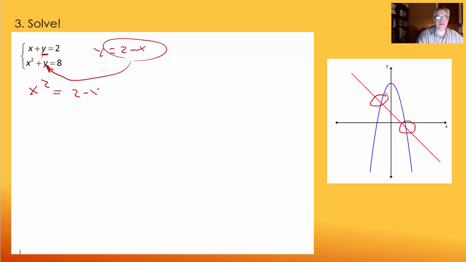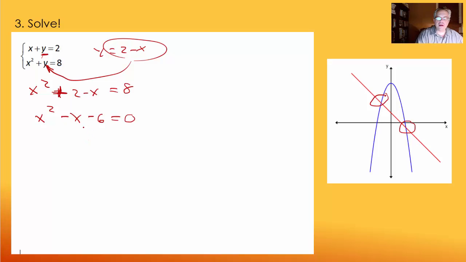Plus 2 minus x equals 8. I'm going to put this in standard form. We got x squared, we have minus x, plus 2. I'm going to subtract 8 from both sides. It's going to be minus 6 equals 0.